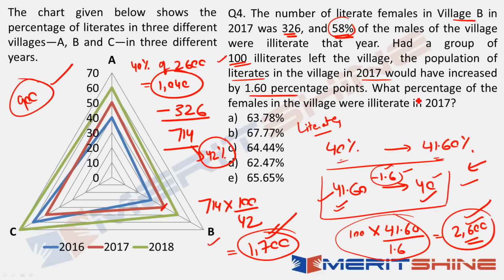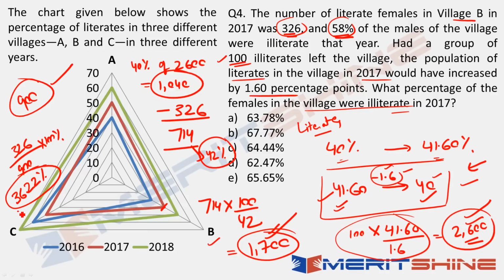What do you need to calculate? The percentage of females in the village who were illiterate in 17. So you can either subtract this 326 from 900, or you can do it directly. If we calculate this 326 over 900 as a percentage, it will also give you the answer, because you can always subtract it from 100. It will give you 36.22%.